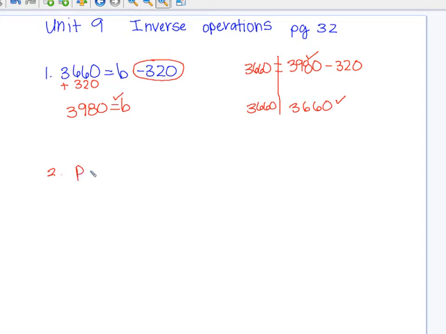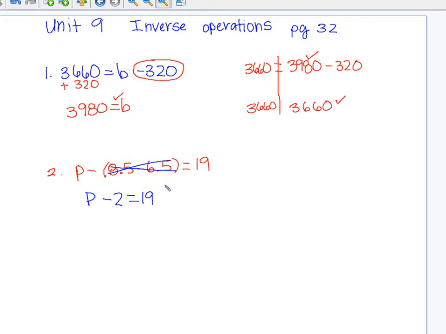Okay, number 2. P minus 8.5 minus 6.5 equals 19. Well, order of operations says I need to do what's in parentheses first, and I can, because I can combine these. I can subtract them. So I'm going to subtract. P minus 2 equals 19.